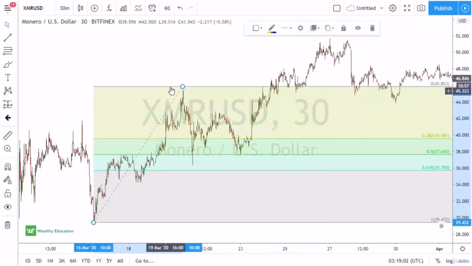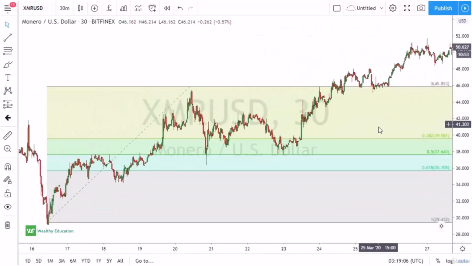So you can see that we have a swing low, swing high. We pulled back to just about the 61.8. And in fact, we closed above the 50. So you could say that offered support, I suppose.